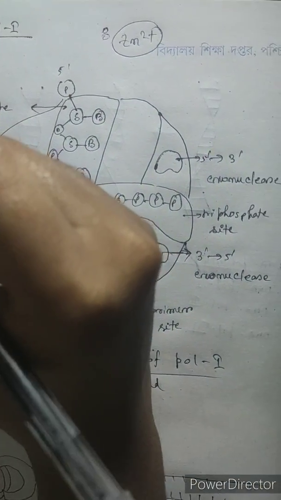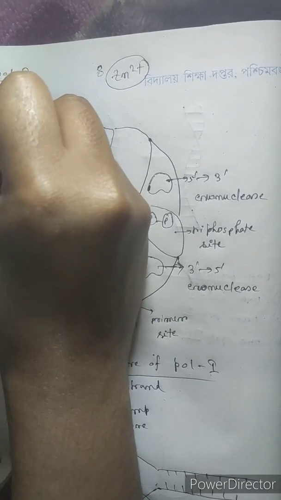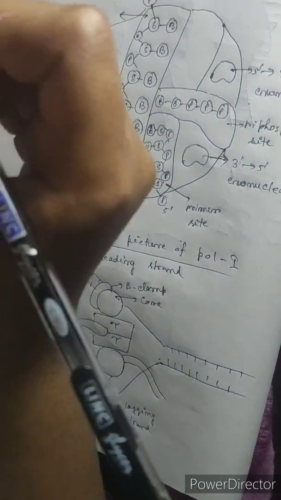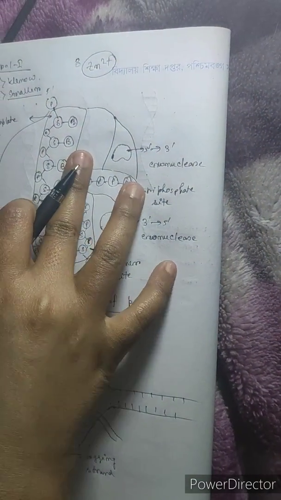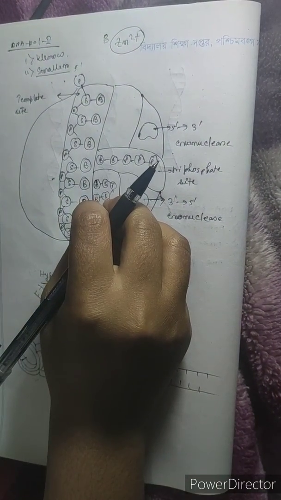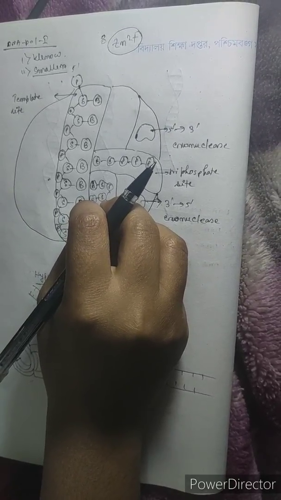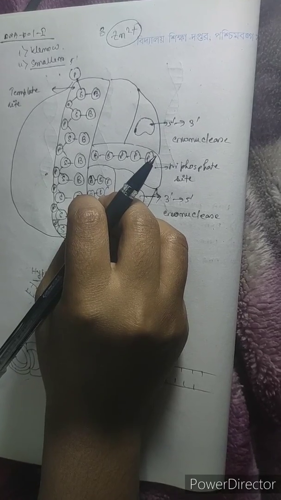It is also called a metalloenzyme, and it has a single polypeptide chain. It has two fragments. One is called the Klenow fragment and the other is called the smaller fragment. Electron microscopic studies showed that it has a number of sites which play an important role in the replication process, and each site has its own role which is different from the others.